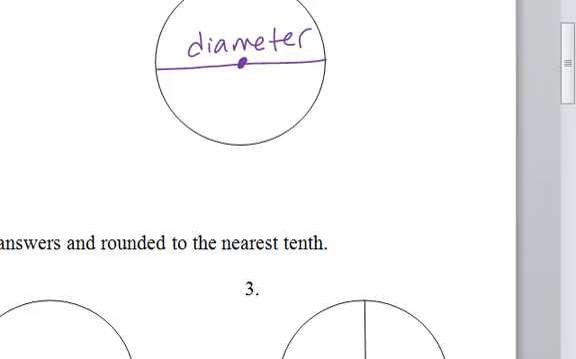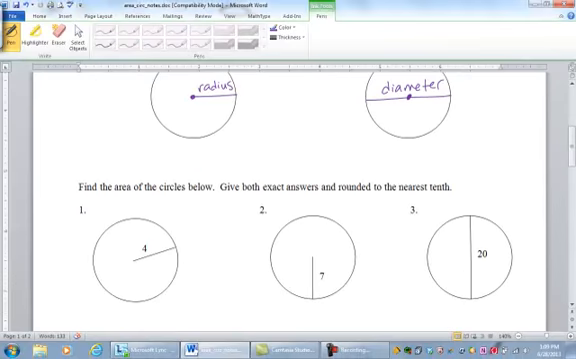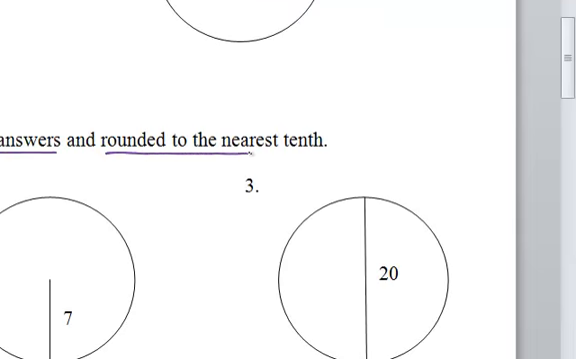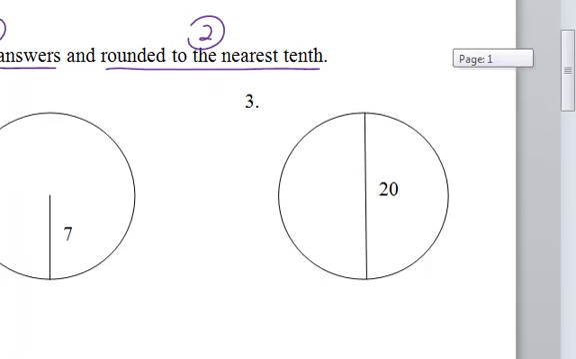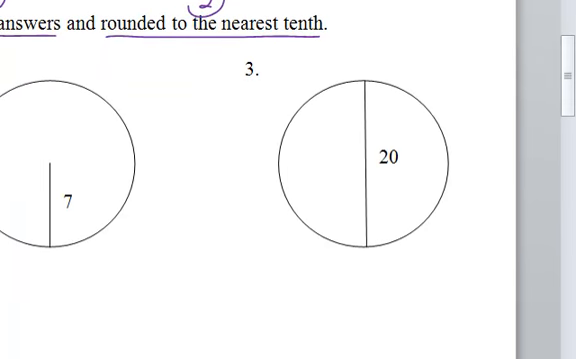Now we're going to go down to our area of circles section, and I'm going to have you write your answers in two different ways. I'm going to have you find an exact answer, which means your answer will have the pi in it, and I'm going to have you use your calculators and round your answers to the nearest tenth. So we're going to do the exact answers first, and then we'll type them into the calculator and do a rounded answer as well. Okay, so we're going to do 3 practice problems.